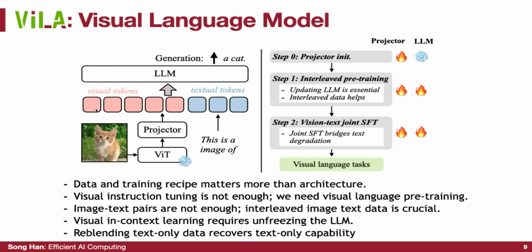So here we have the image token and the language token with the projector, concatenated together, but using the interleaved image-text is very crucial. And visual in-context learning requires unfreezing the LLM. Here we have 3 training steps: initializing the projector, interleaved pre-training, and visual-text joint SFT. During the joint SFT phase, we find reblending the text-only data can recover those text-only capabilities. So those are some of the learnings from VILA.